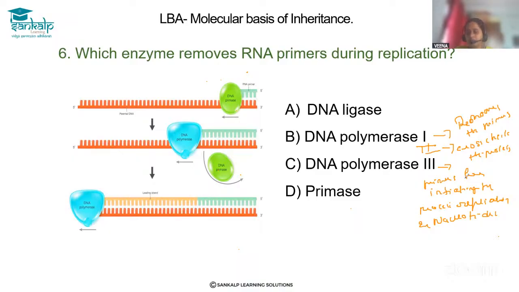They are asking which enzyme removes the RNA primer. So which enzyme is removing the RNA primer here? The DNA polymerase 1. If you observe here, this is the RNA primer, and that is removed by DNA polymerase 1. So the correct answer is option B, DNA polymerase 1, that is removing the RNA primers. Thank you.